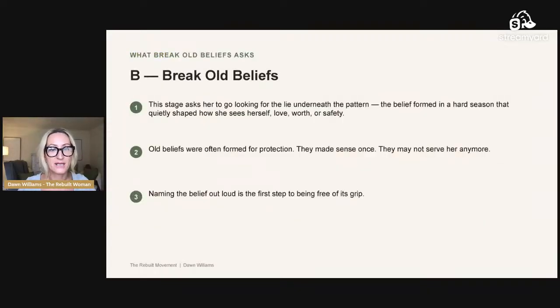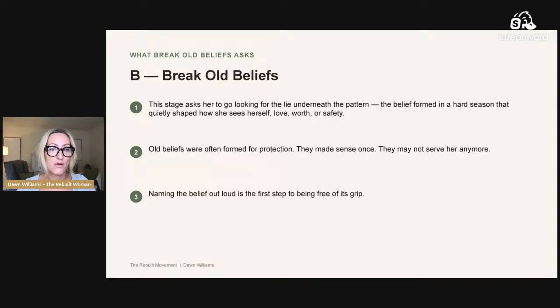Okay, so what we're working on today. B is for breaking old beliefs. This stage asks her to go into the lie underneath the pattern, the belief formed in a hard season that quietly shaped how she sees herself, love, worth, or safety.